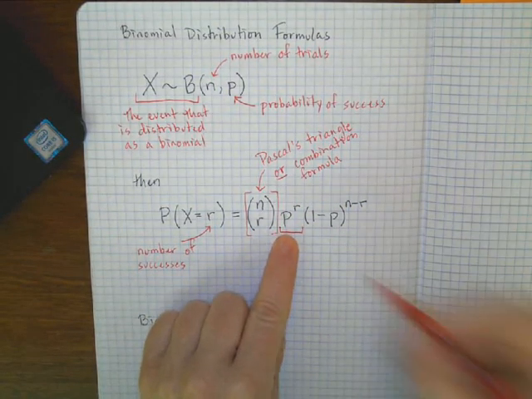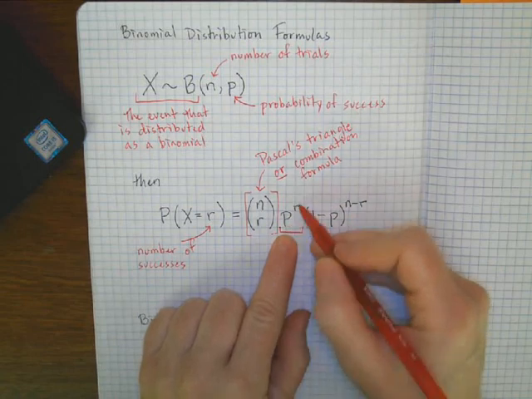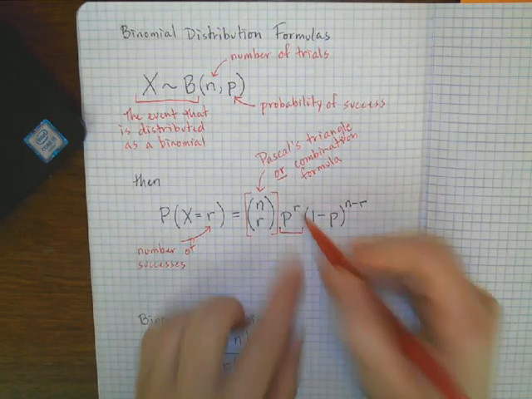Okay, and then the next part, this part right here, this is our probability of success. Our probability of success raised to how many successes we want.